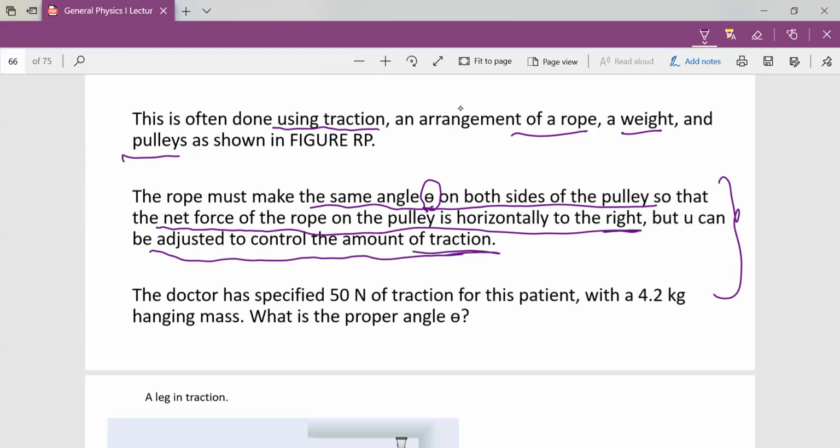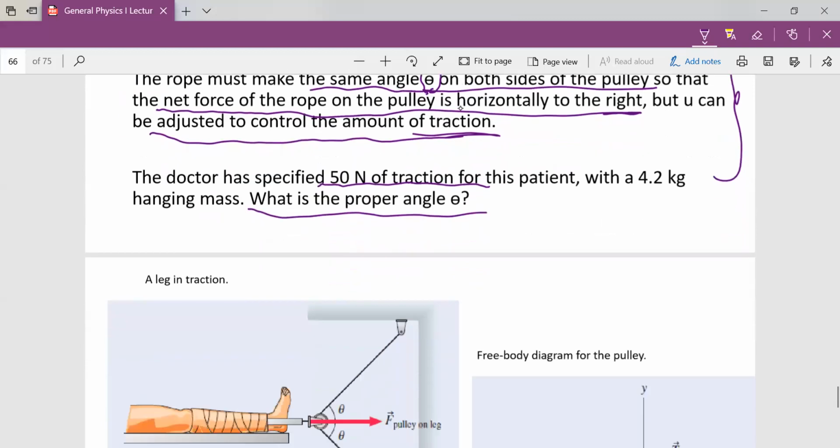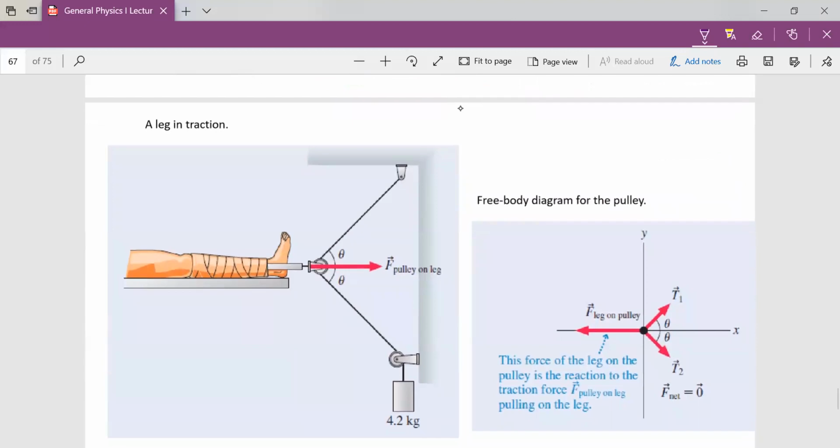So a doctor, after setting up this arrangement of rope, weight, and pulleys, instructed that they apply a 50 Newton traction, that is a force of 50 Newton, on a patient using a 4.2 kg hanging mass. What would be the proper angle that we should keep between both pulleys in this pulley system? So let's quickly see the description of what we just read now.